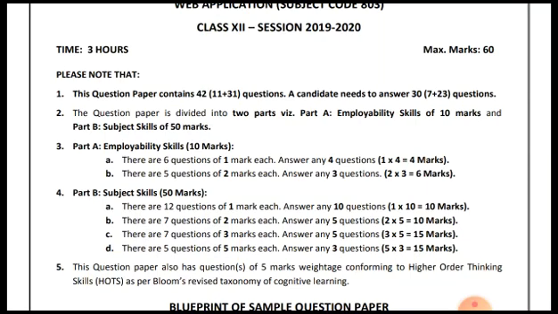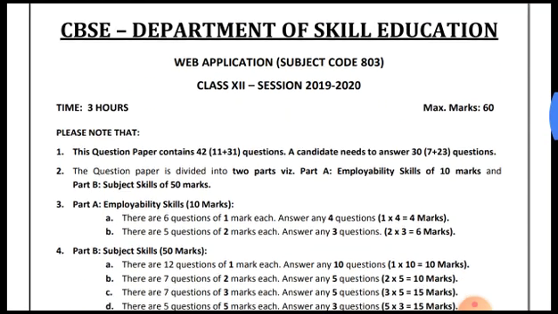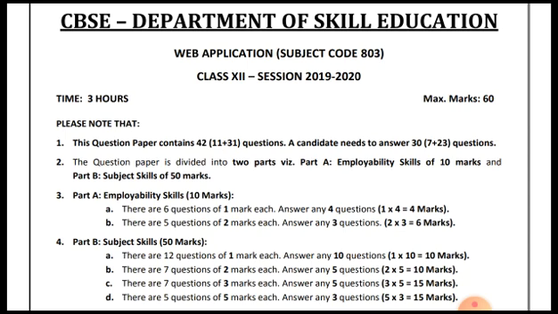So the theory paper will be of 60 marks. Out of that 60 marks paper, 10 marks are for your employability skills. Then 50 marks are for your subject skills. Now this subject skill depends on the paper which you are studying.